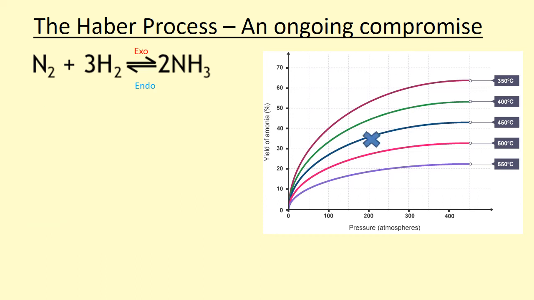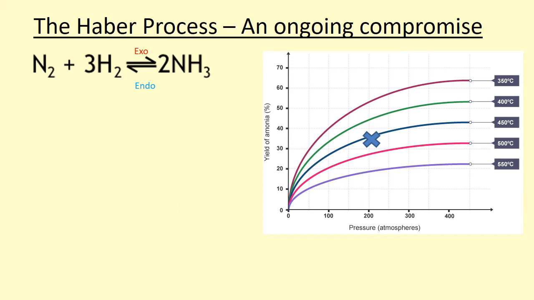So the Haber process is an ongoing compromise by industry, and they've picked this point of 200 atmospheres and 450 degrees Celsius. If we talk about the pressure first, ideally we would have it at 400 atmospheres or even higher, but it is really expensive to maintain very high pressures. You need stronger specialist equipment to withstand those pressures, and also more energy is required to compress those gases. So the compromise is 200 atmospheres, low enough to keep costs manageable, but high enough that the yield is acceptable.